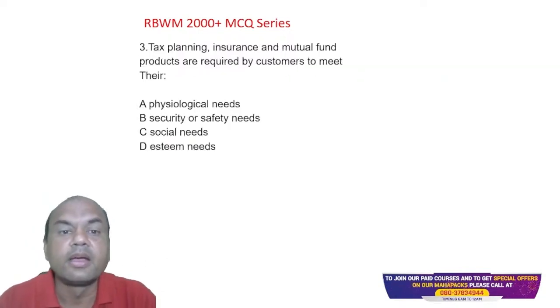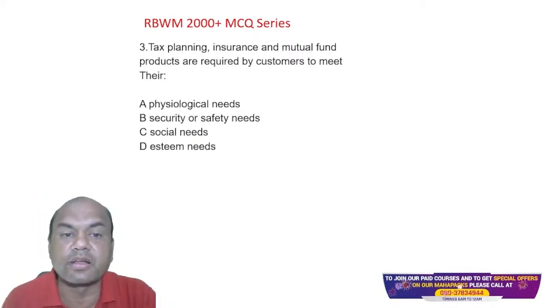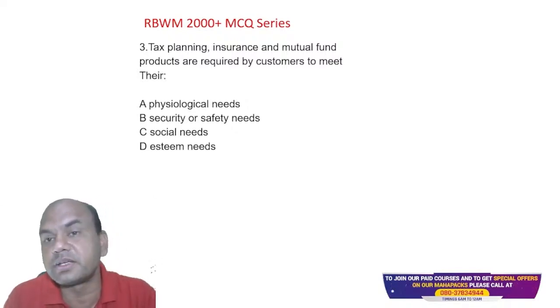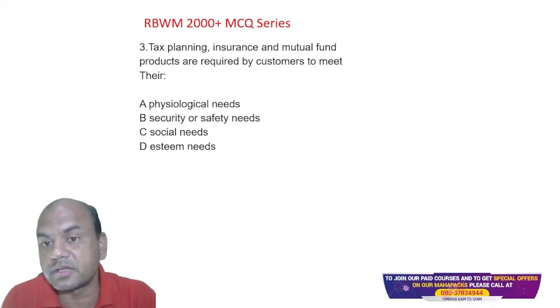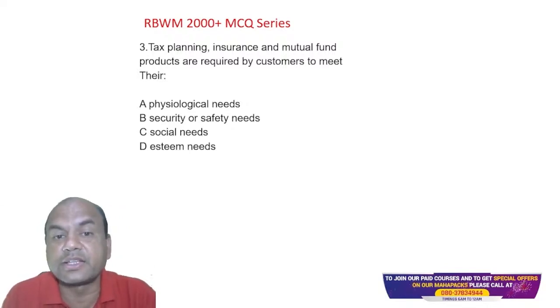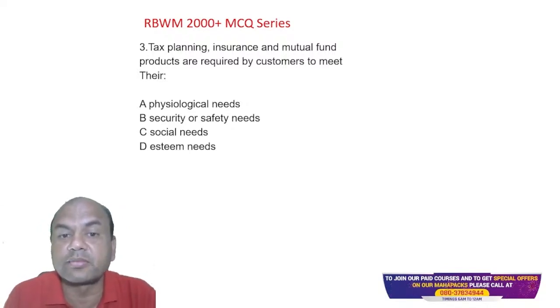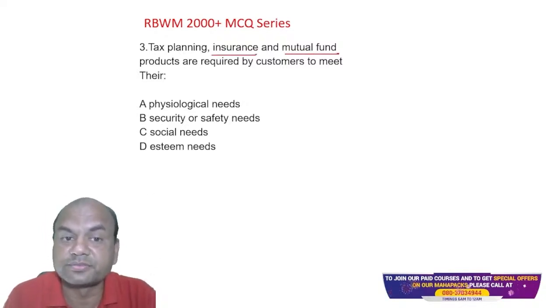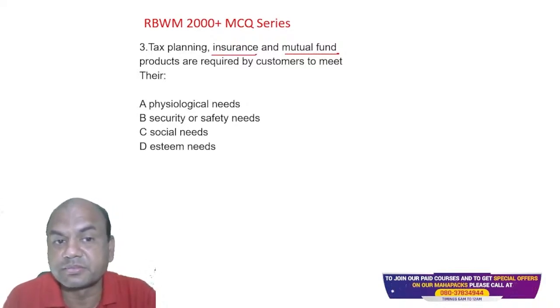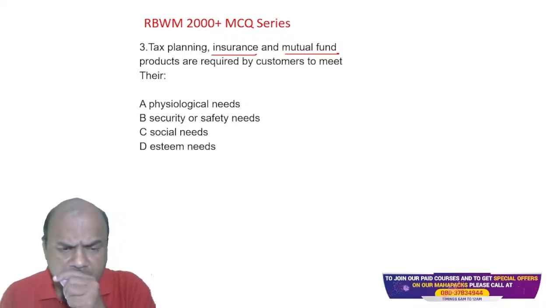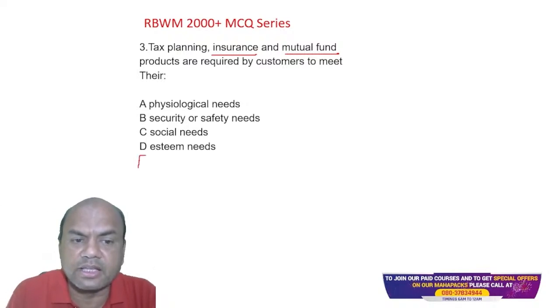Okay. Tax planning, insurance, mutual fund products are required by the customers to meet their physiological, security, safety, social and esteem needs. Now go back to the hierarchy which I have given. Tax planning, insurance, mutual fund: these are done for which level of customers? Mutual fund, insurance, these are for security, safety, social, esteem, tax planning. Is it E? I'll give you one more option. E is B, C and D.